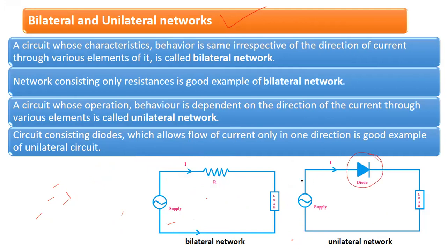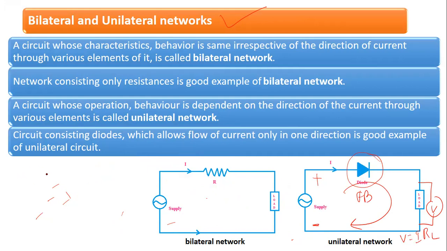So what will happen when the positive half cycle appears? This end will become positive, this end will become negative, the diode will be forward biased and the current will flow in this direction. If you connect a voltmeter here, this voltmeter will give you a voltage V equal to IRL.